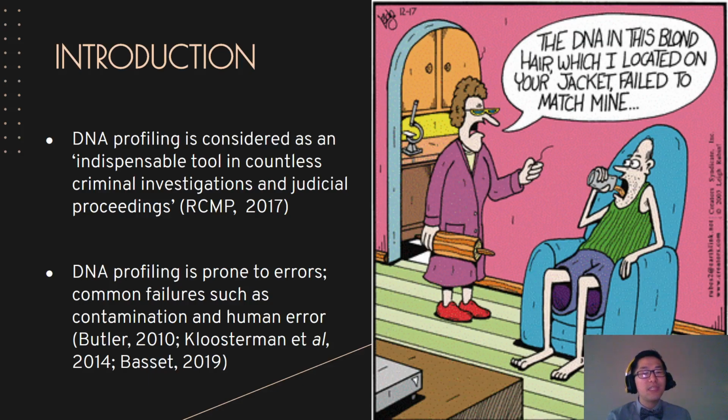And even though DNA profiling is considered that indispensable tool, researchers such as Butler, Colson, and Bassett say DNA profiling is definitely prone to errors, with common failures such as contamination and human error, which definitely can affect an examiner when they're trying to determine whether or not a DNA sample would be identified as part of the victims or the suspects or another person.